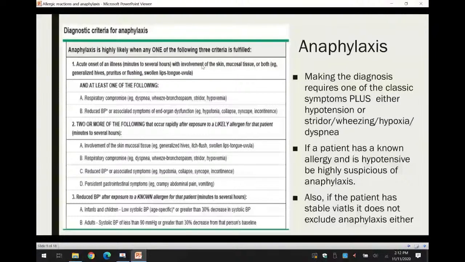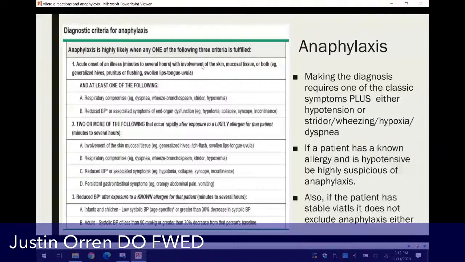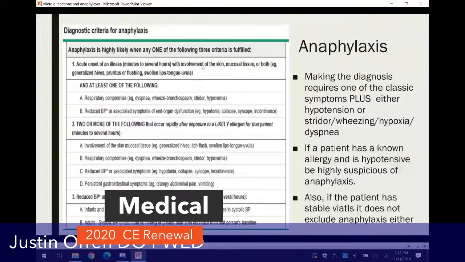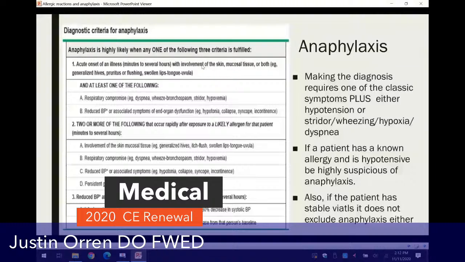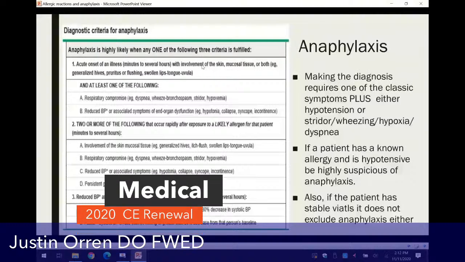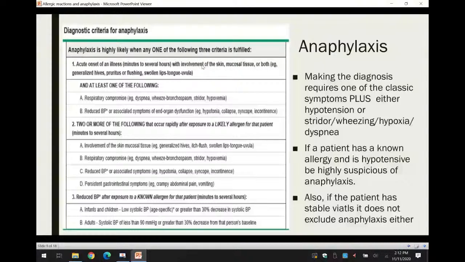So anytime you have these multiple systems that are affected, you should just go ahead and give it. So if you have any involvement in the skin, your rash, your flushing, you have edema of the mucosal tissue, whether it's buccal, your tongue, or the lips, pruritus, or just a lot of itching everywhere, even without a rash. They can just be itching all over the place. And then any sort of wheezing, dyspnea, or stridor. That would be enough to diagnose as anaphylaxis, and at that point you should go ahead and give them epi, or if they have hypotension as well.